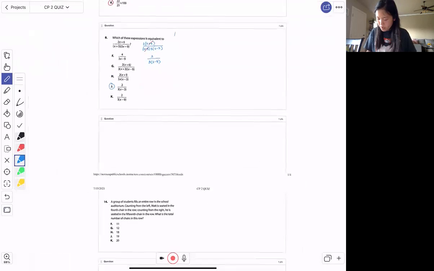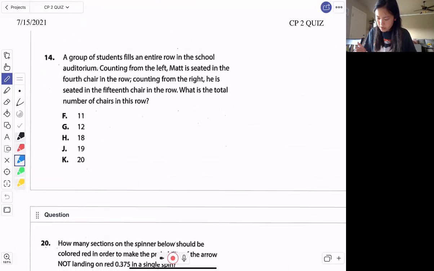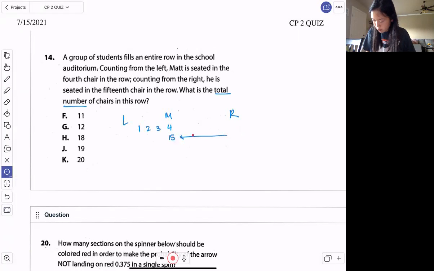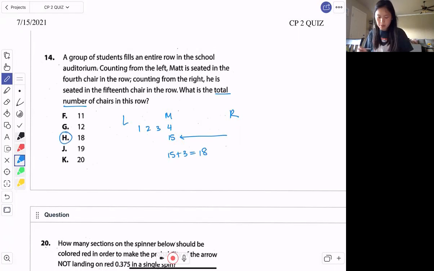I believe it's J. Number 14 says a group of students fill an entire row in the auditorium. Counting from the left, okay, so I'm going to do left and right, Matt is seated on the 4th, 1, 2, 3, 4. So here's Matt. Counting from the right, he is the 15th chair in a row. What is the total number of chairs in a row? Oh, that's easy. Okay, so if he's really the 15th person from the right side, that means there are 3 more people to his left. So 15 plus 3 is 18. There are 18 people in this row.